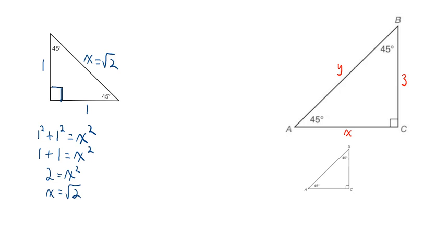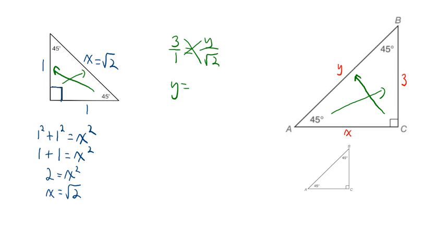All right. 3 is across from the 45-degree angle. It corresponds to 1. 3 is to 1 as y, which is across from the 90-degree angle, is to the square root of 2. Y is the hypotenuse. So y over the square root of 2. And I'm going to cross multiply. 1y equals 3 square root of 2.